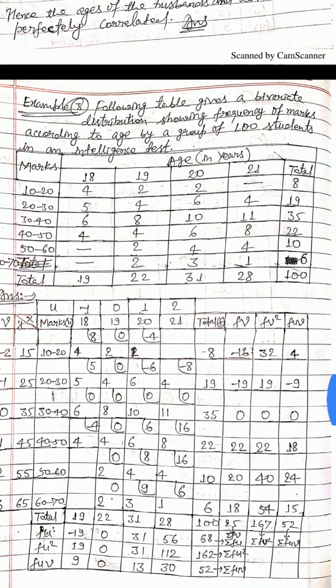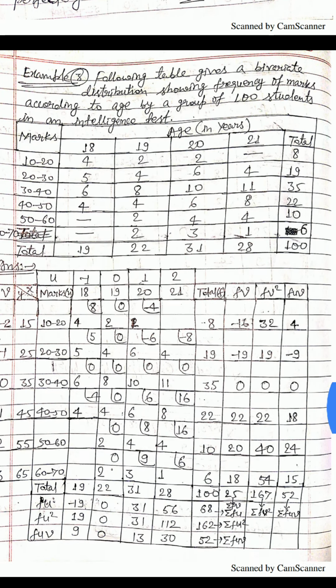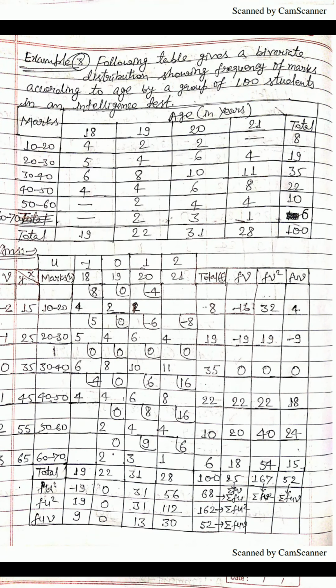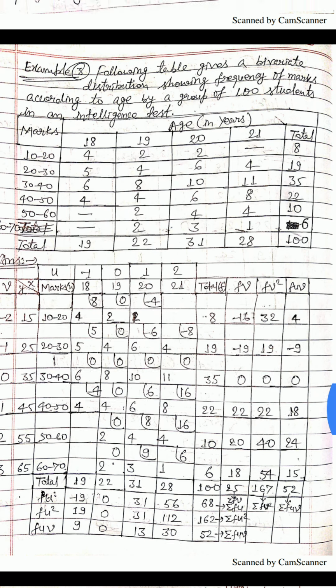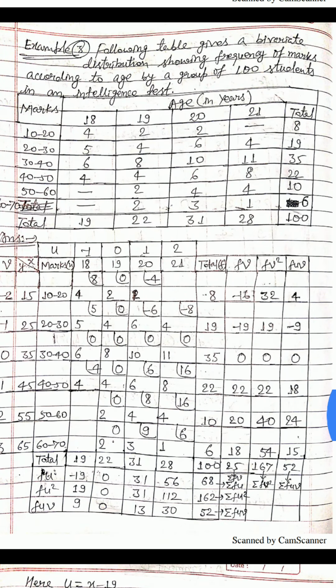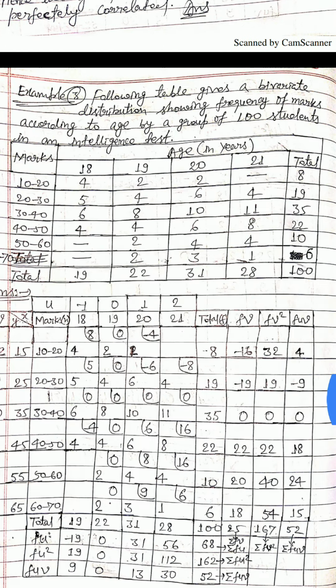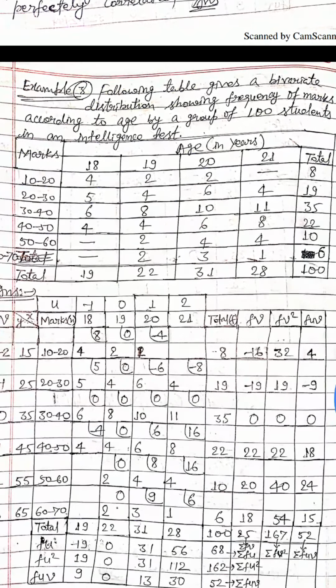Now we see a very different question, problem number 3. This question asks: the following table gives a bivariate distribution showing the frequency of marks according to ages by a group of 100 students in an intelligence test.